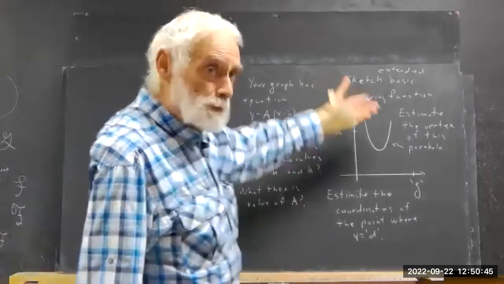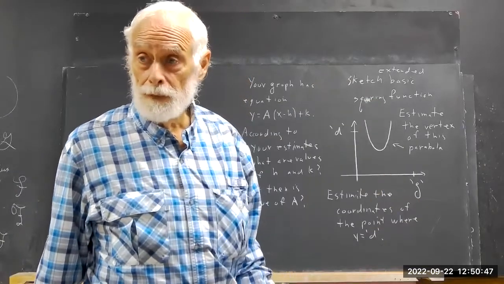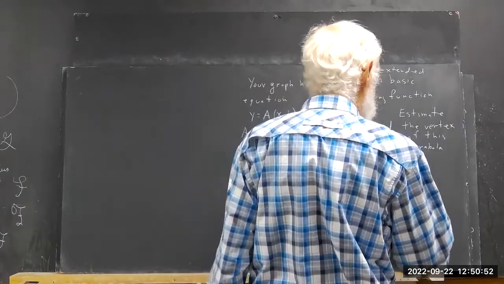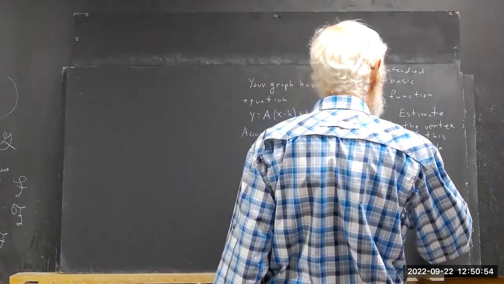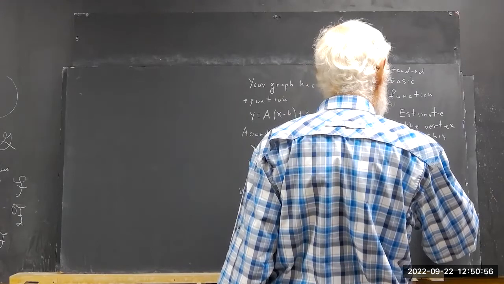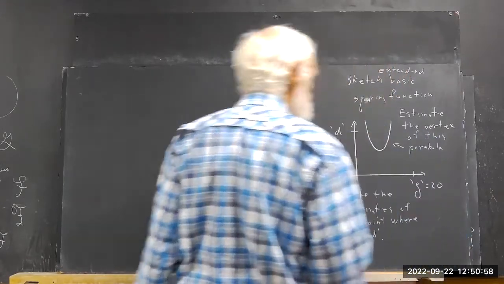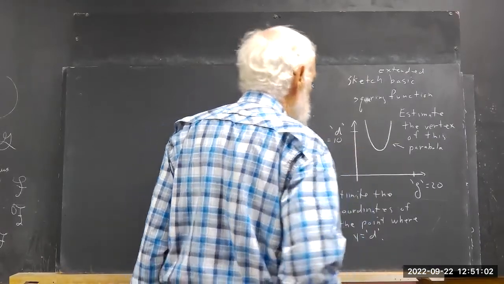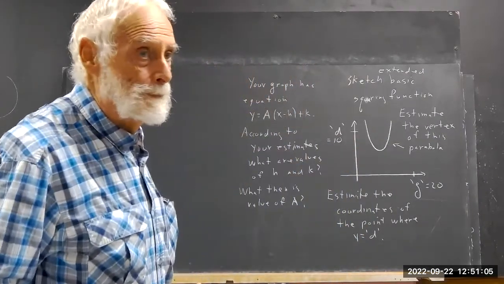Everybody has a good graph here, and I think everybody's got some estimates. So put a number in for G here. Let's say it's a nice round number, 20. Let's say D is 10. Fair enough.